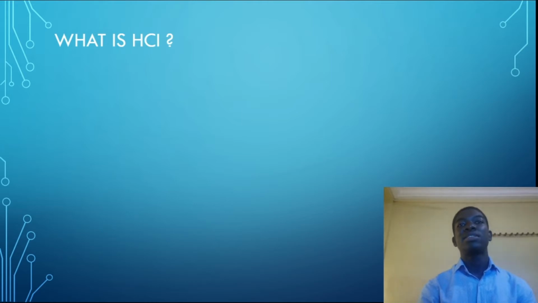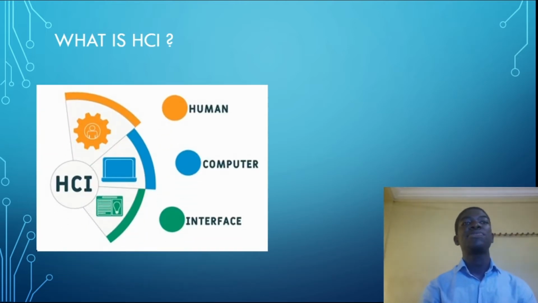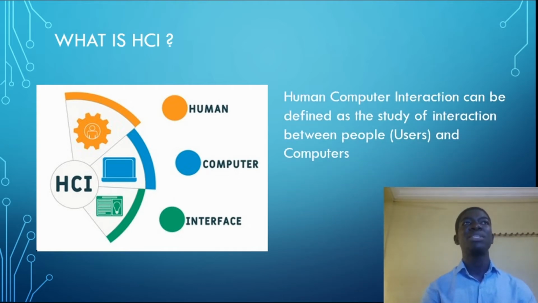So one may ask, what is HCI? Actually, HCI is made up of three words, where H stands for human, C stands for computer, and I stands for interaction. So when we talk of human computer interaction, it simply means how human beings actually interact with the various computing devices they use. Human computer interaction can be defined as the study of interaction between people, users, and computers. So basically, how human beings interact with their computing devices.